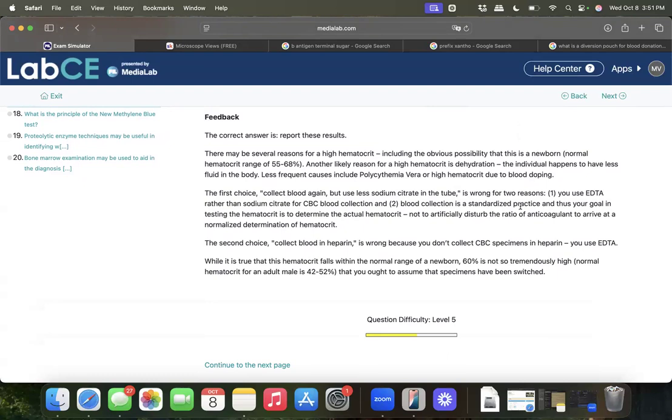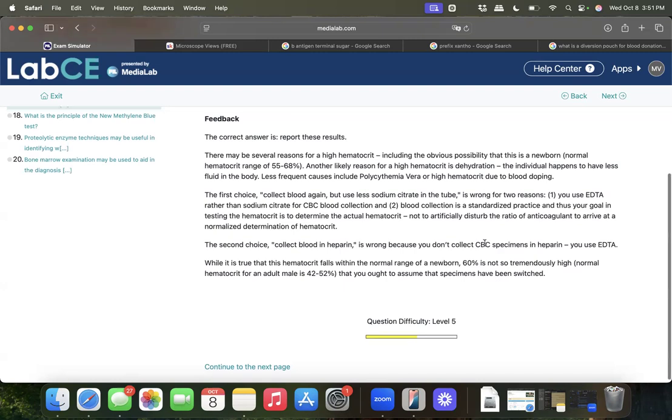Okay, wait, the second choice, collect blood in heparin, is wrong because you don't collect CBC specimens in heparin, you use EDTA, right? While it is true that this hematocrit falls within the normal range of a newborn, 60% is not so tremendously high. Normal hematocrit for an adult male is 42 to 52. It's not so tremendously high that you ought to assume that the specimens had to have been switched. Yeah, definitely not. It's not that high. And that was a level 5.